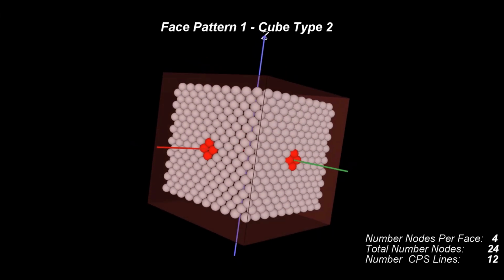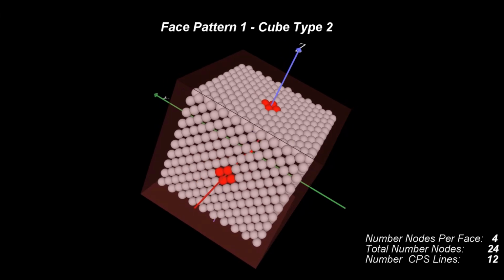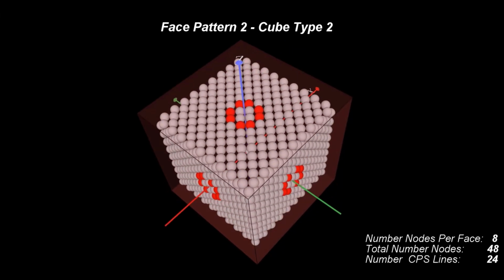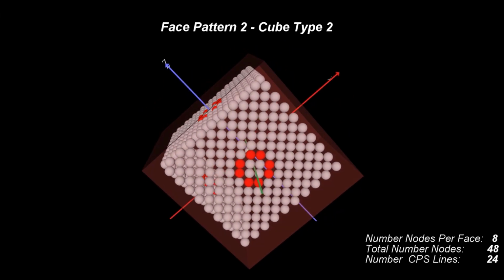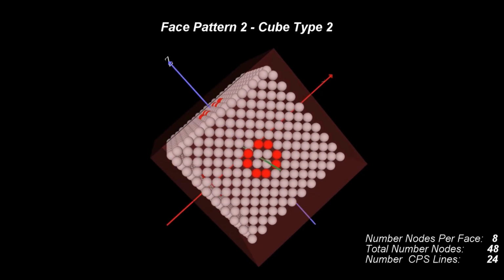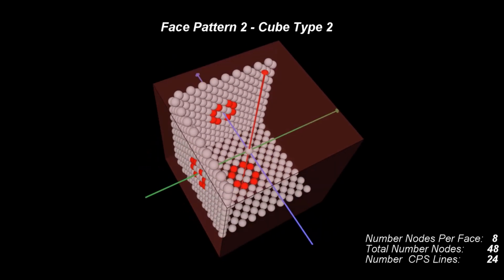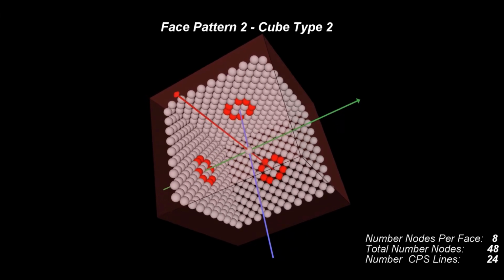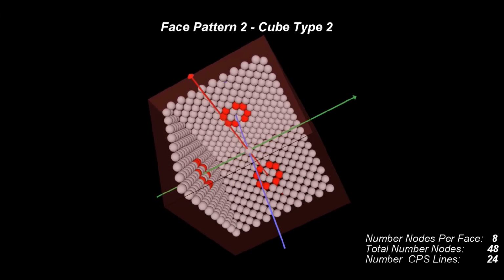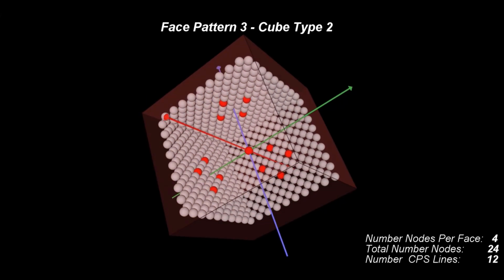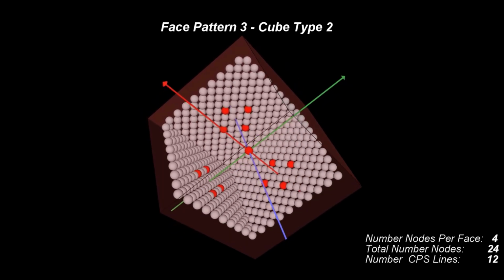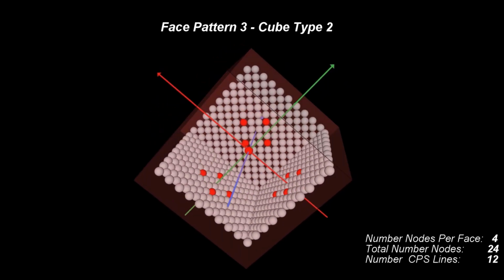Looking into the distribution patterns of the CPS points on the faces of a cube, and the number of these points, one can see that there are in fact only three possibilities. A. 1 CPS point on each face. B. 4 CPS points on each face, and C. 8 CPS points on each face.